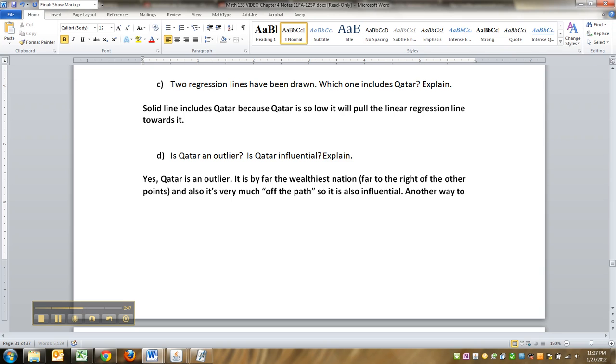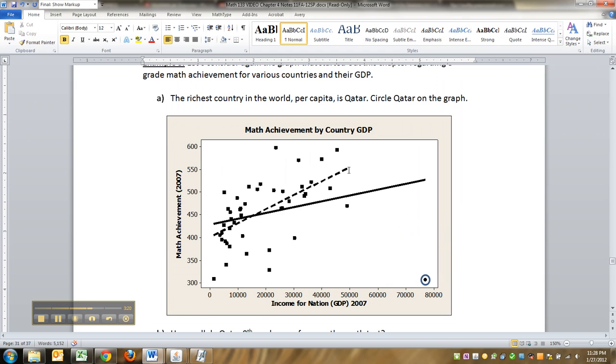Another way to gauge Qatar's influence is to note how much the slope of the linear regression line changes when it is included or not. So you can see that it's having huge influence. Look at how much this line is tilting over. This is a quite significant slope on the dotted line.